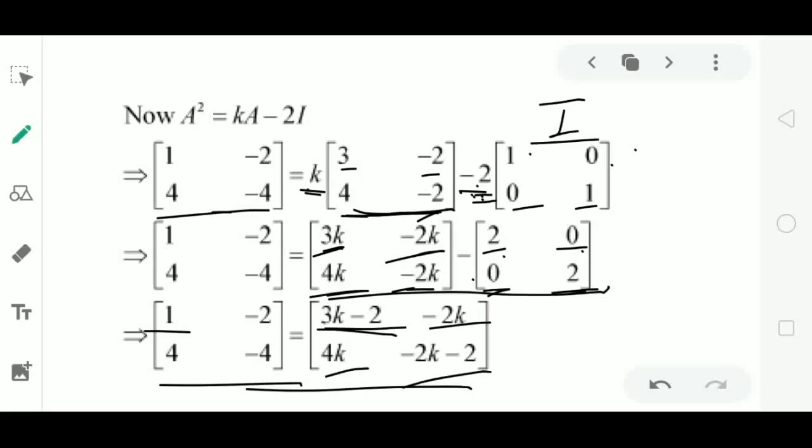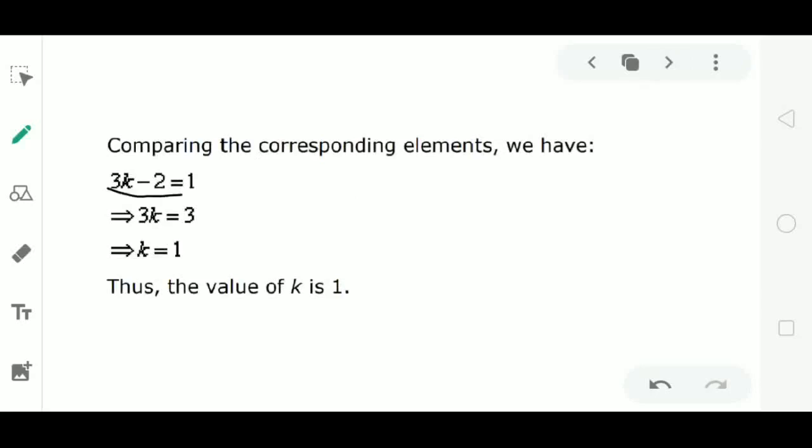1 is equal to 3K minus 2. 3K minus 2 is 1. So taking minus 2 to the RHS we get 1 plus 2 which is 3. 3K equal to 3 implies K is equal to 1. Thus the value of K is 1.